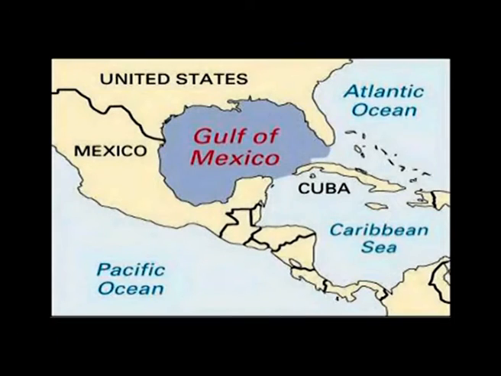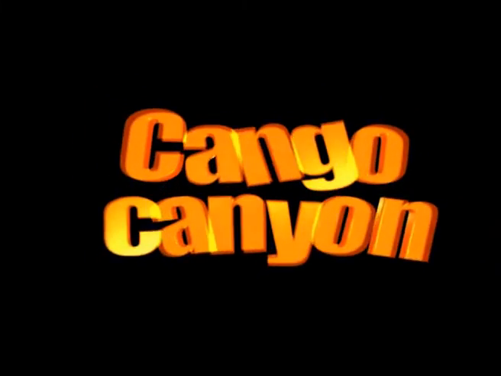The Veracruz Canyon is an underwater canyon located off the eastern coast of Mexico in the Gulf of Mexico, not far from the port of Veracruz. It is considered for drilling to obtain oil in and around Veracruz Canyon. Next comes the Congo Canyon.